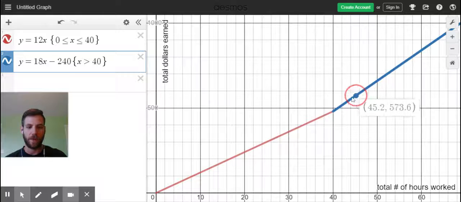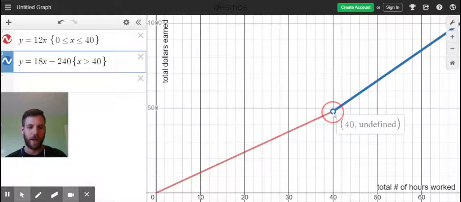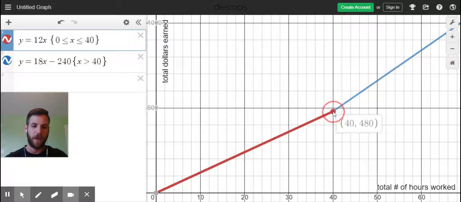But if I follow it all the way down to where they meet, I have an open circle here for the blue line at 40. That is because x is greater than 40, and we can't include 40 in that second equation. 40 from this side would have to be included in the red equation. And that will be a very important point as we get further into piecewise functions. That concludes this video on an intro into piecewise functions using a word problem example to show how it might model the real world. Thank you for watching.